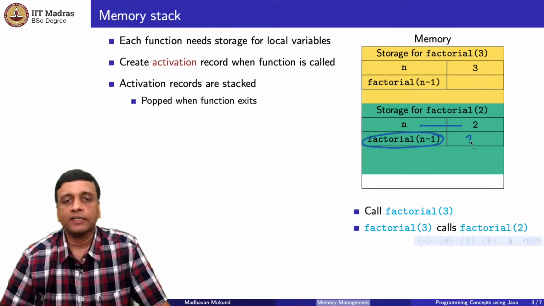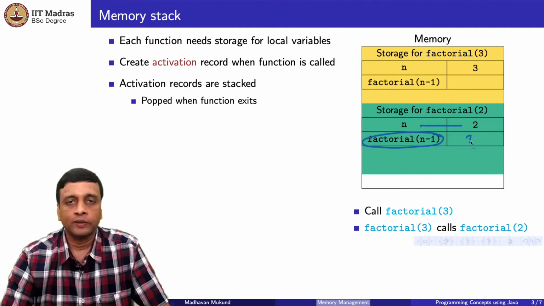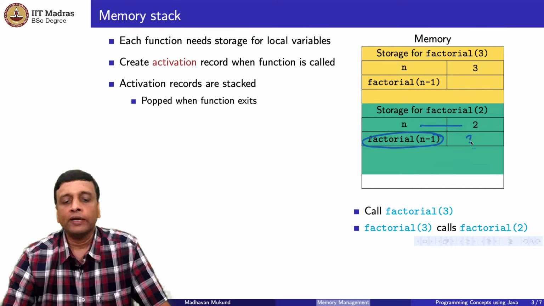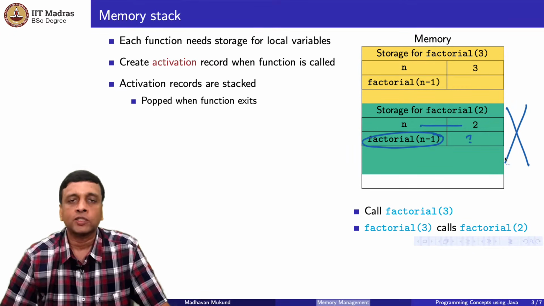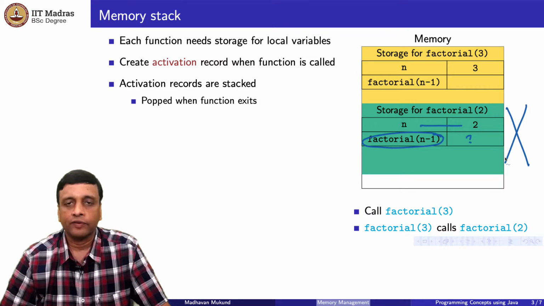Now what happens eventually is that factorial of 1 will call factorial of 0, and factorial of 0 will return 1, and so on. So how does that process work? When the function exits, this will go off the stack, right? So this activation record will be removed because factorial 2 is no longer active.